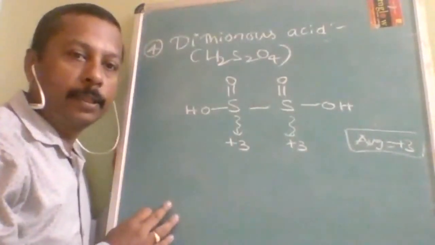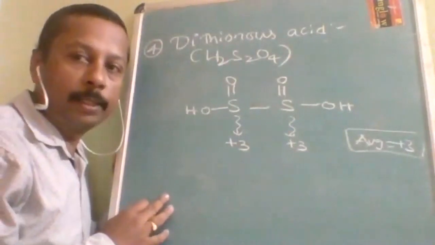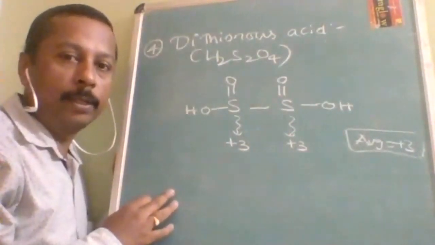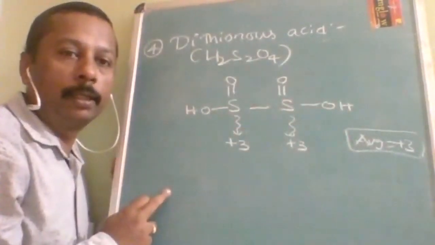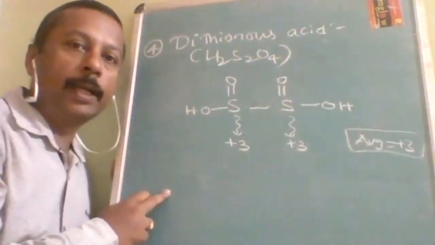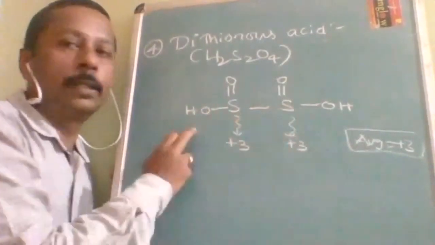So basicity, I think there are certain questions. Integer type questions are there. There are matrix match questions. So there are more chances of this type of question based on this topic. Dithionous acid, basicity is how much? 2 OH are there, therefore it is a dibasic acid. Okay. So dibasic acid because 2 OH are there.